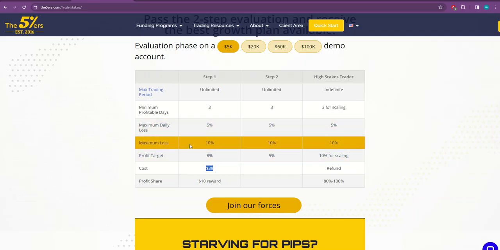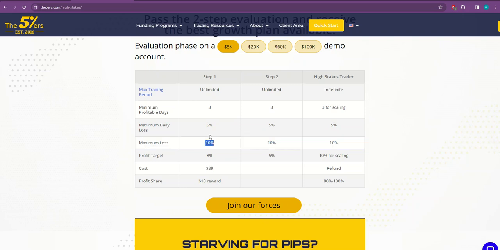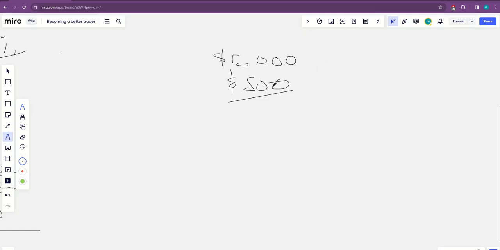Because obviously they are telling you the maximum loss you are allowed to incur is 10%. 10% of $5,000 is $500. So now you have $500. Okay, now because you are going to be forward testing, you are putting your strategy to the test.